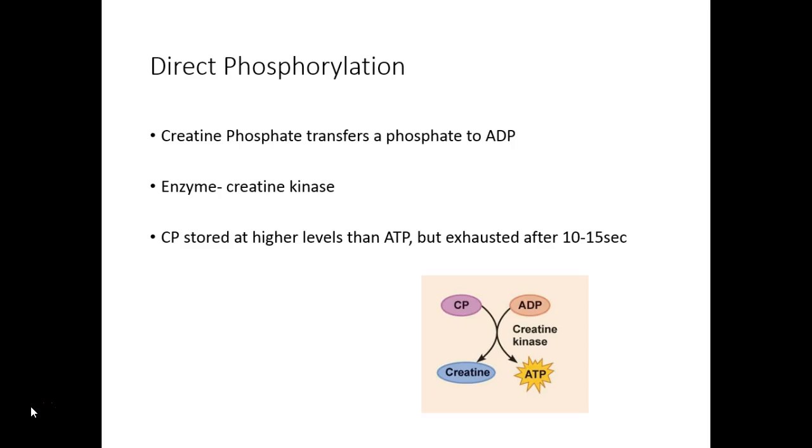So when contraction begins and the ADP level starts to rise in the muscle cell, there's an enzyme called creatine phosphate that catalyzes the transfer of a high-energy phosphate from creatine back to ADP. Now think about what's happening here. We've got creatine phosphate storing extra phosphates. When ADP levels rise, that means we're using some ATP, right? Then there's an enzyme, creatine phosphate. It's going to basically snag that phosphate from creatine phosphate, add it to ADP, and bam, we've created ATP. So this direct phosphorylation reaction quickly generates new ATP molecules.